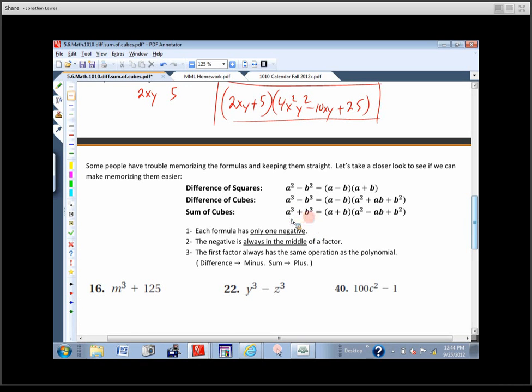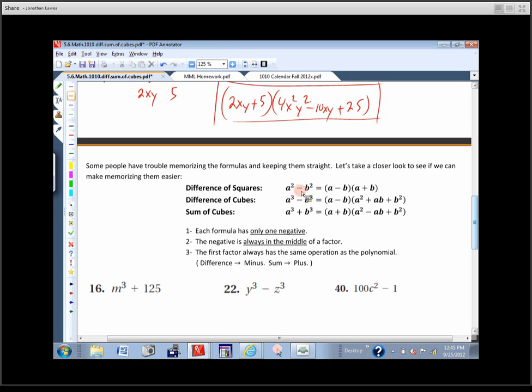First one cubed plus second one cubed. It's going to be the first one plus the second one, first one squared, end with the last one squared, multiply the two of them together, and just put a minus there. A couple things I want you to notice. Each formula has only one negative. So there's only one negative here, only one negative here, and only one negative here. It's always in the middle of the factor. So it's in the middle of this one, and the middle of this one. Okay? And the first factor always has the same sign or the same operation as the original polynomial.